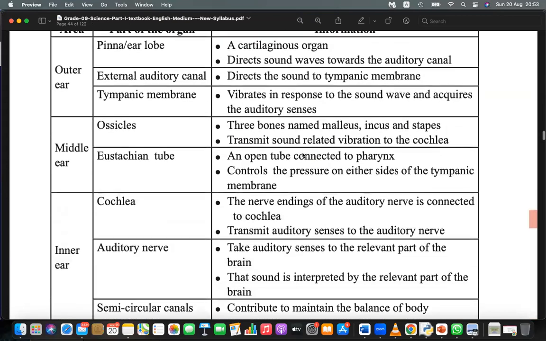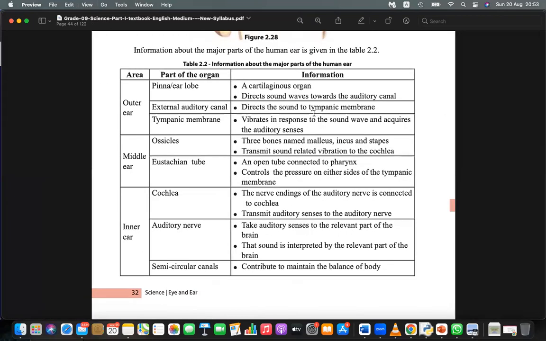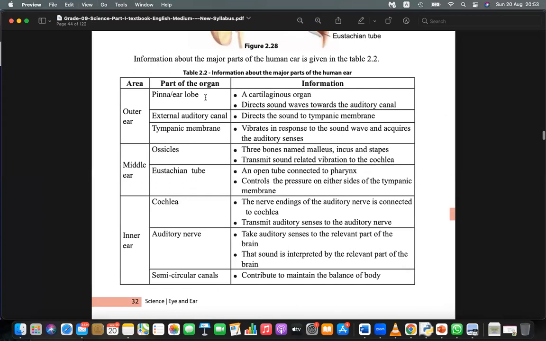Right, let's see the functions of each very quickly. And you can see here the ear lobe or pinna is basically a cartilaginous organ. So that is not bone, it is cartilage.